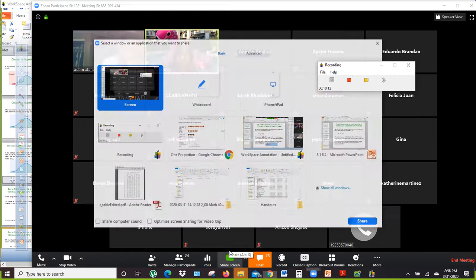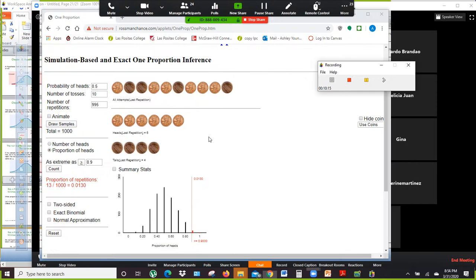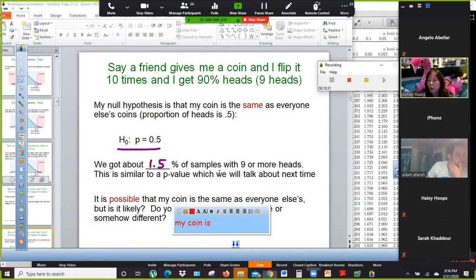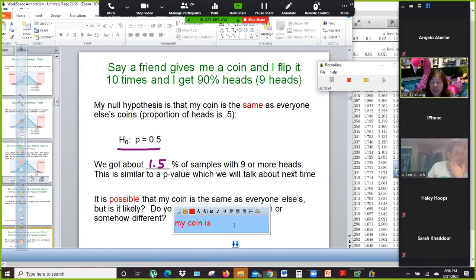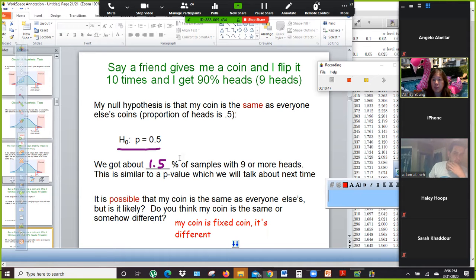So, let me get back to this. Right, because I got something unusual, something really unlikely, something that's only going to happen 1.5% of the time, maybe I got lucky and I was one of those 1.5% of the times I got 9 out of 10 heads, but more likely my coin is a fixed coin. It's different. It's not a regular coin because I got a very unusual sample.